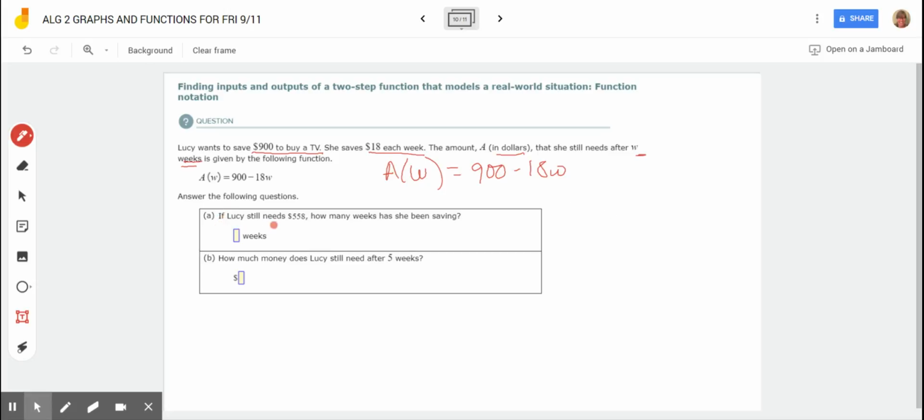If Lucy still needs $558, how many weeks has she been saving? So, where do you plug that in? Which variable is this one? Okay, that's the amount that she still needs. So you're going to go 558 is equal to 900 minus 18W. Subtract 900 from both sides.